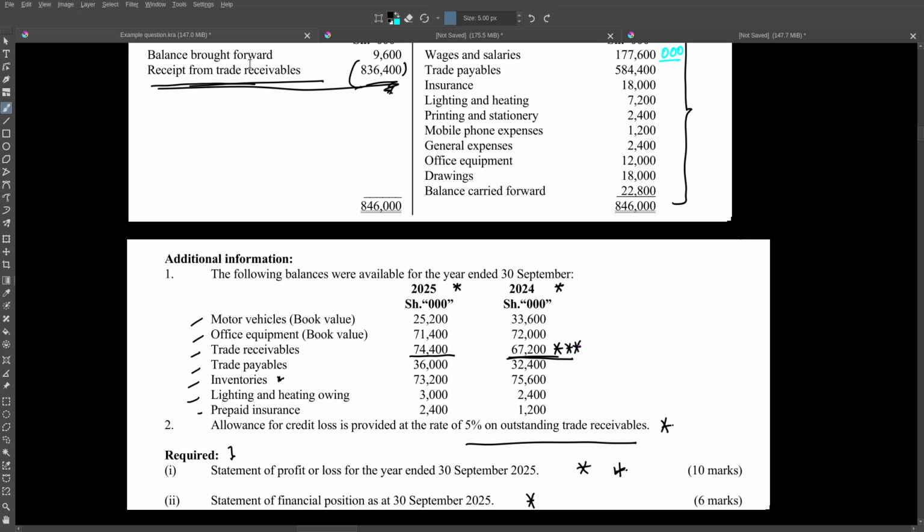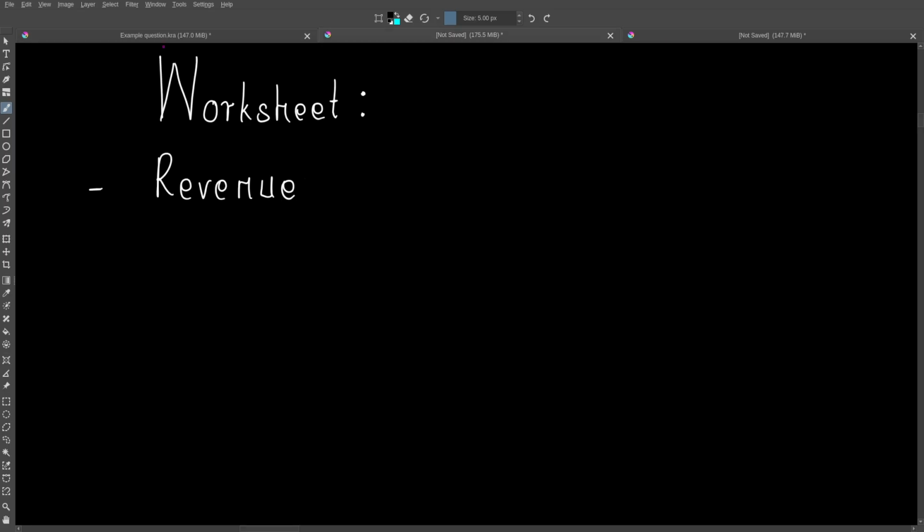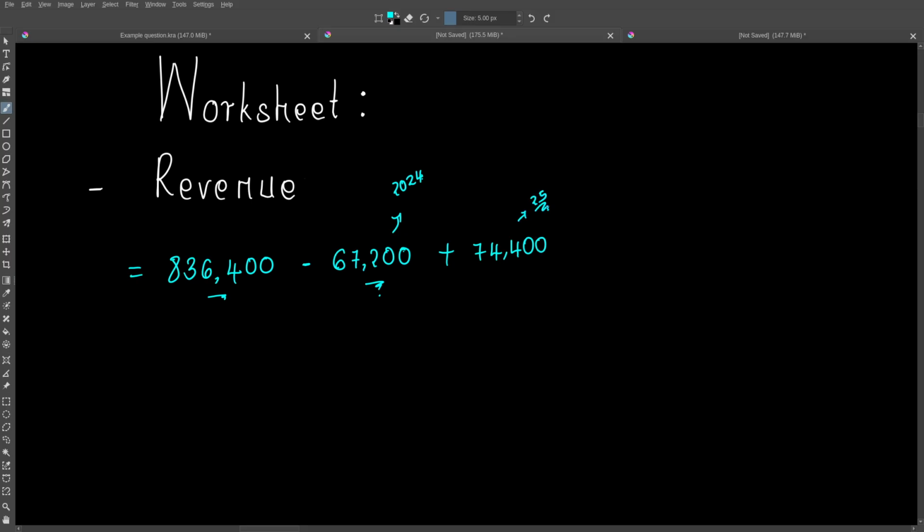So to be able to calculate the revenue during the period, we need to take these 836,400, which is the receipt during the period in relation to trade receivables. Then what do we do? We less trade receivables from the prior period, because even if this amount includes this amount, this is revenue for the year 2024. It was earned in the previous period. But now we have a balance of 74,400, which is basically a receivable for 2025. It's just that it has not yet been paid.